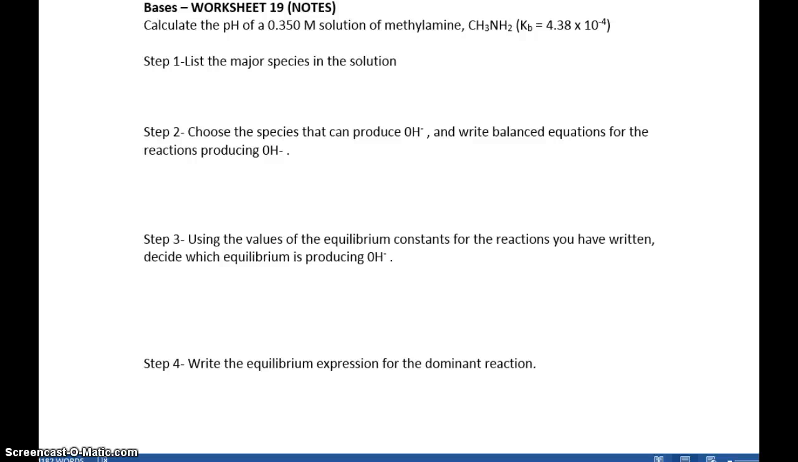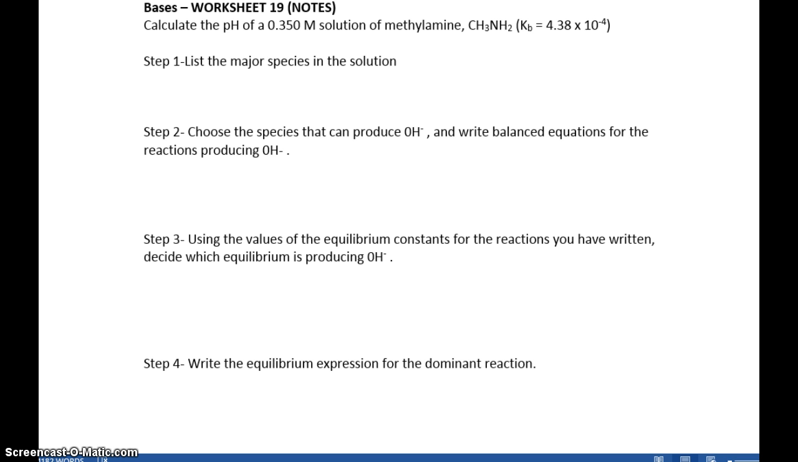For this problem, I need you to turn to Worksheet 19 in your packet. In this problem, we're going to work through a weak base problem. And so we're going to calculate the pH of a 0.350 molar solution of methylamine, which is CH3NH2. And it's given us a Kb of 4.38 times 10 to the minus 4.